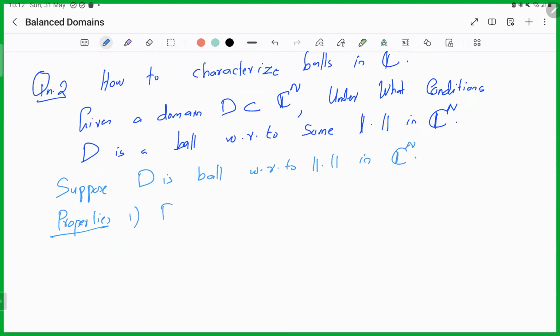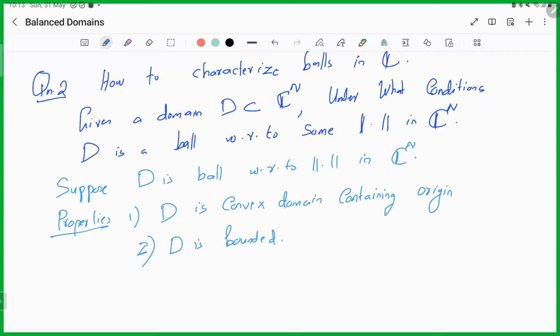First one, D is convex. D must be convex. Second, D contains the origin also. A convex domain containing the origin. What are the other properties? D is necessarily bounded also. D is convex and bounded. My question is, do these two properties characterize the ball?